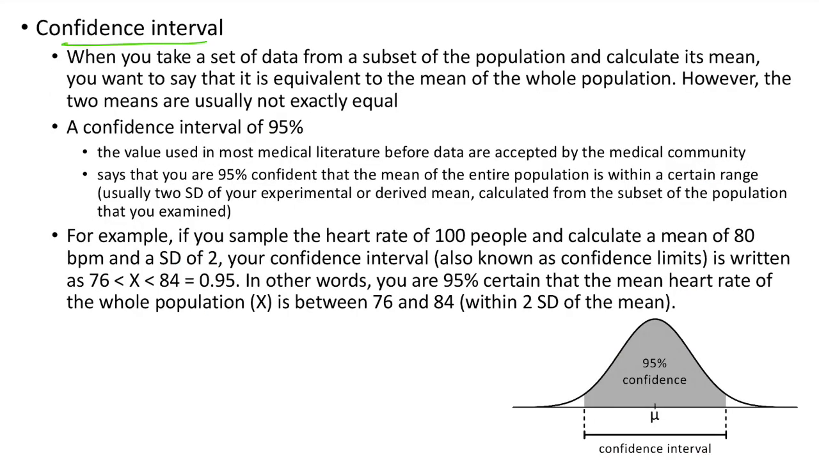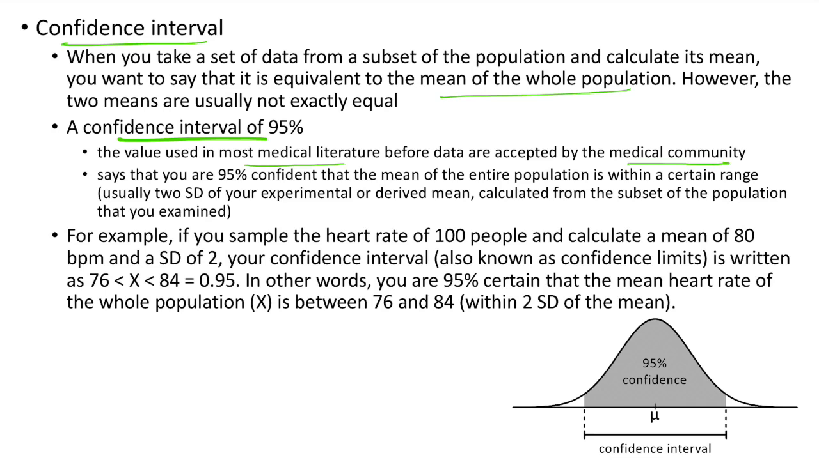Now let us see about confidence interval. When you take a set of data from a subset of the population and calculate its mean, you want to say that it is equivalent to the mean of the whole population. However, the two means are usually not exactly equal. Now let us see about confidence interval of 95%. It is the value used in most medical literature before data are accepted by the medical community.